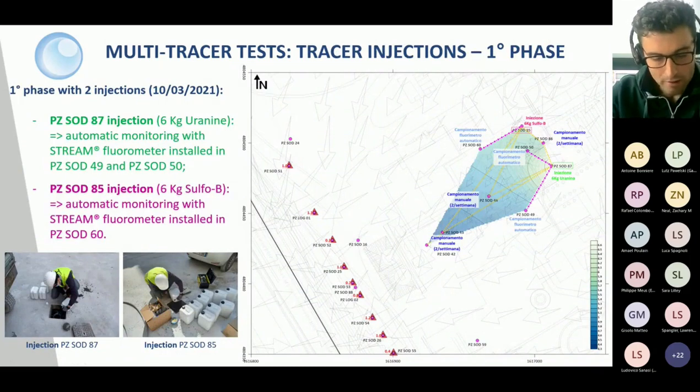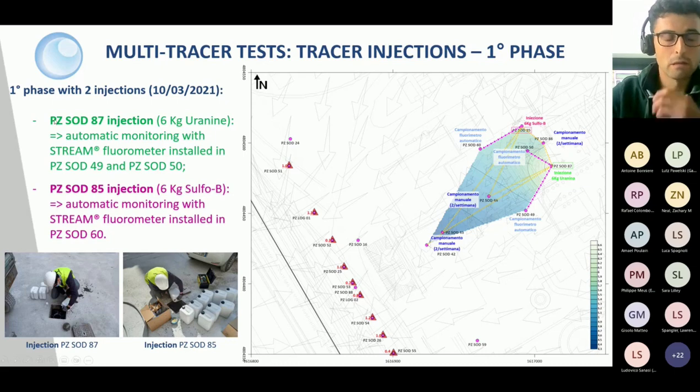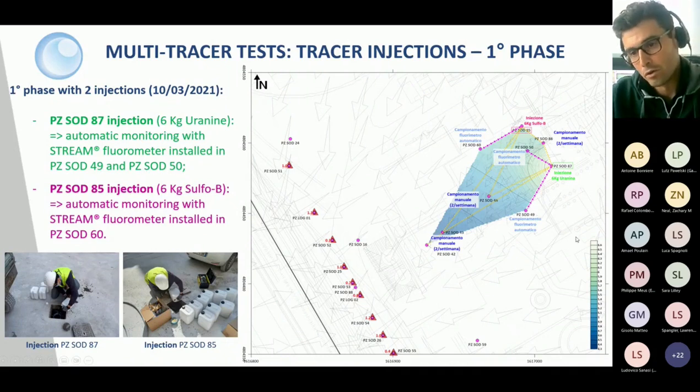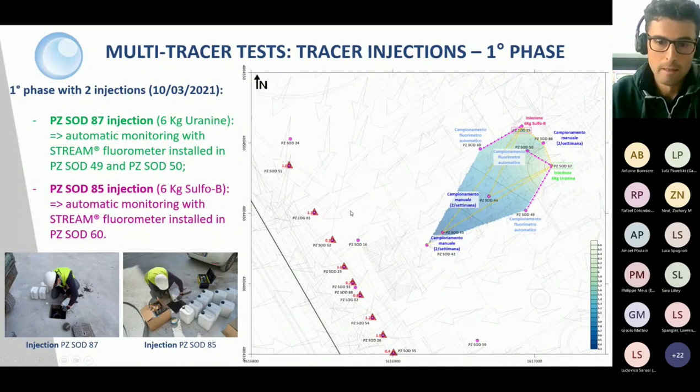The multi-tracer tests were developed in two different phases. The first phase involved two different injections. The first injection was in PZ-87 with 6 kilograms of uranine, and automatic monitoring with stream fluorometers was installed in PZ SOD 49 and PZ SOD 50. Here on the right, you can see in more detail the location of the piezometers.